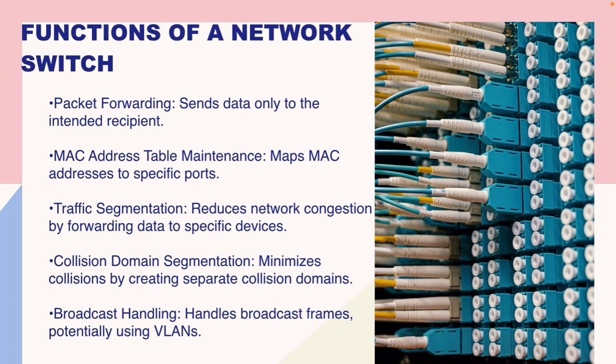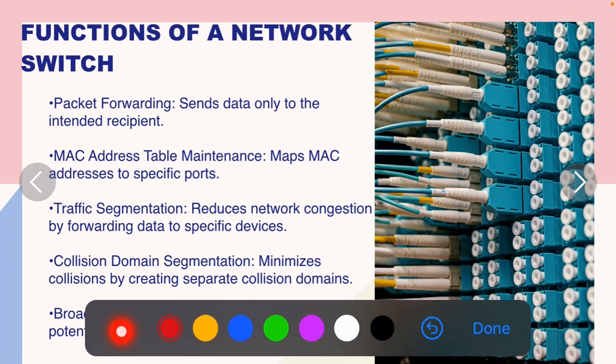Then the next point is broadcast handling. It handles broadcast frames, potentially using VLANs. Switches can handle broadcast frames by forwarding them to all ports except the one where the broadcast originated. So it will broadcast the frames by forwarding them to all the ports, and only one port does not get those frames, which is the sender. Though this can be configured and controlled through VLANs. VLANs means virtual LANs.